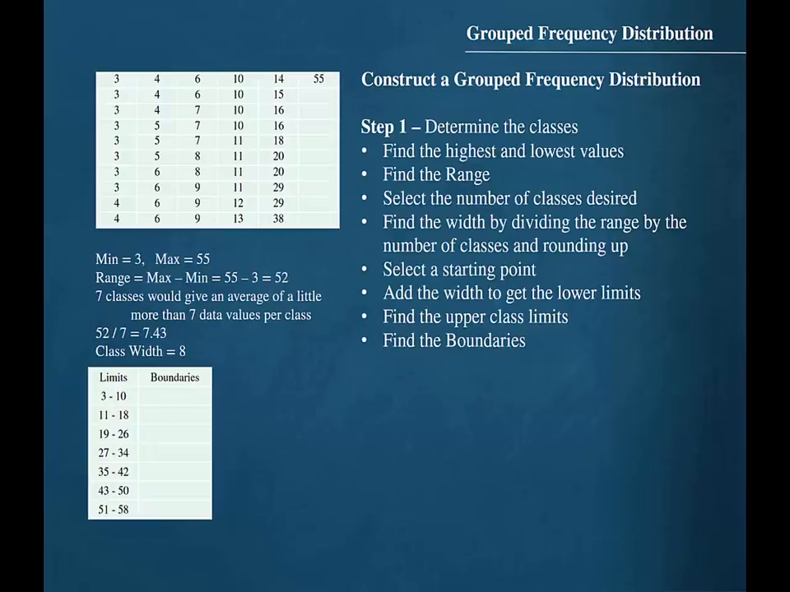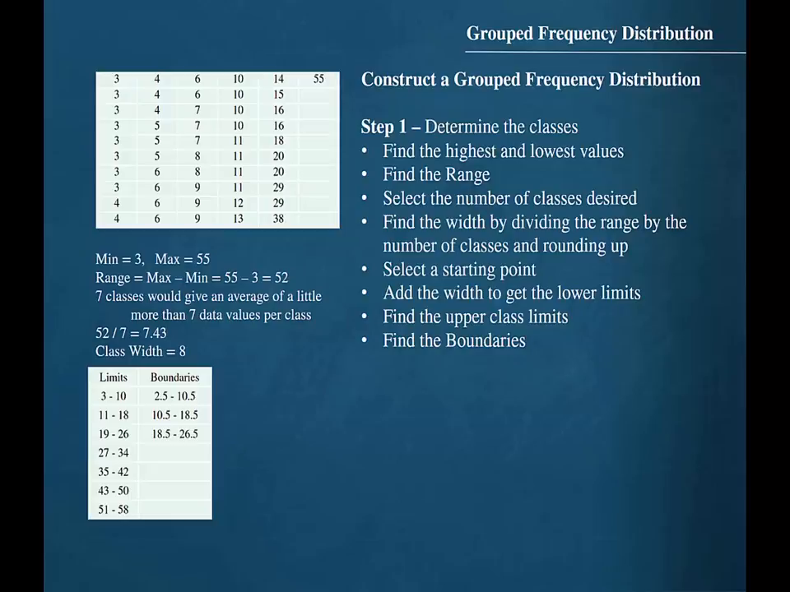Find the boundaries. We define the boundaries in order to close the gaps between the classes. We will subtract 0.5 from each lower class limit and add 0.5 to each upper class limit. Beginning with the first class, that would give us boundaries of 2.5 to 10.5. The second class, 10.5 to 18.5. And notice that the gaps are closed. Also, these boundaries exhibit the class width of 8.